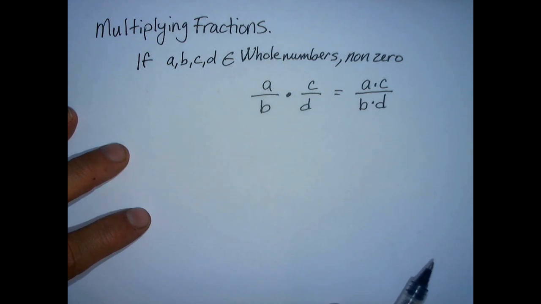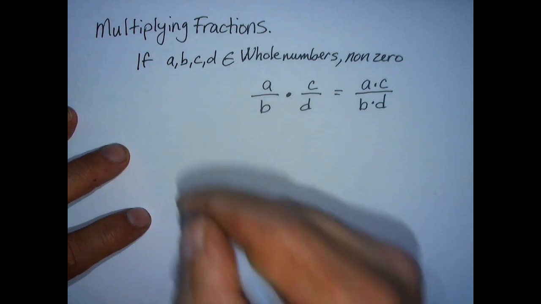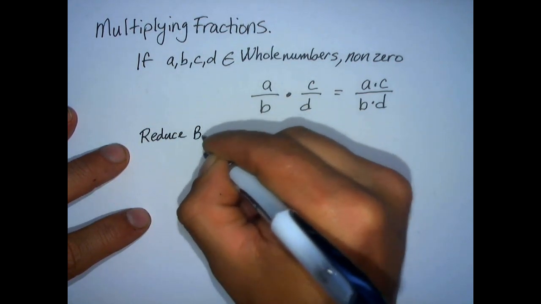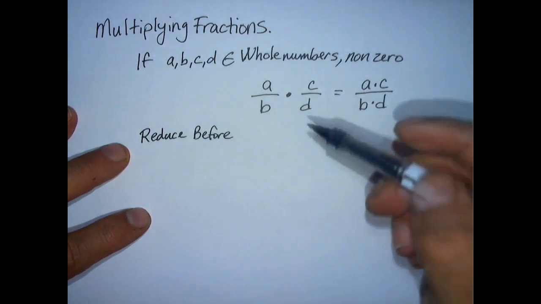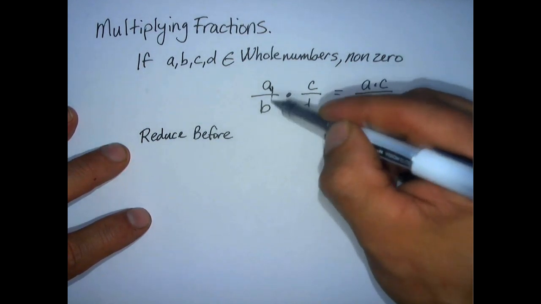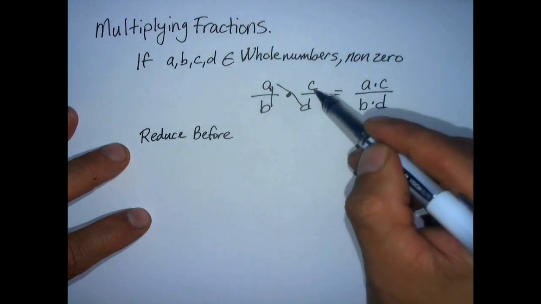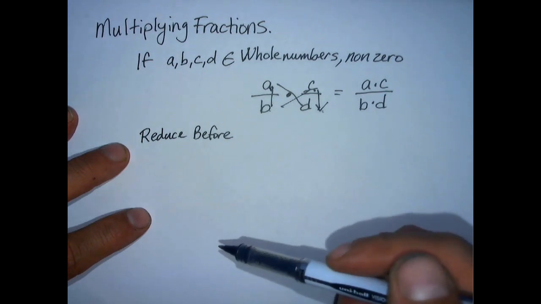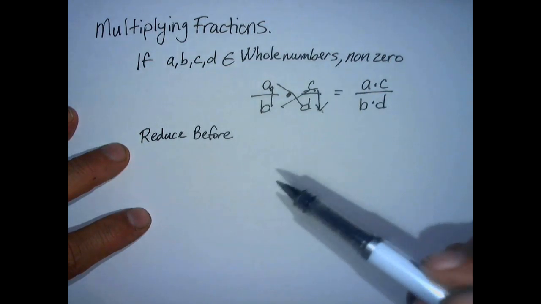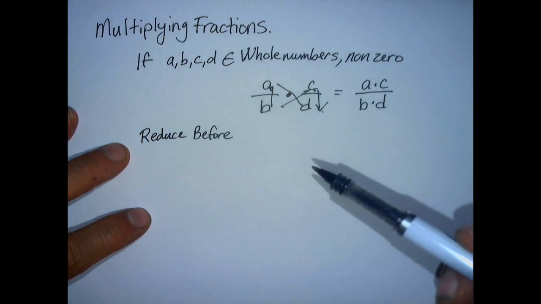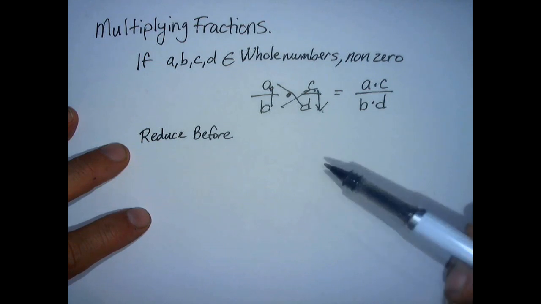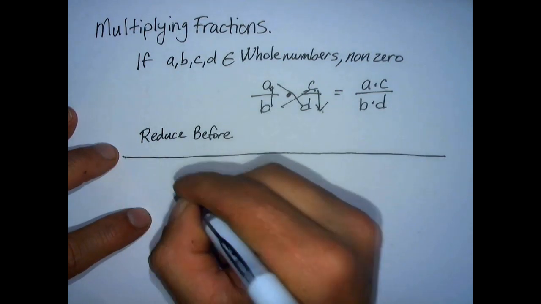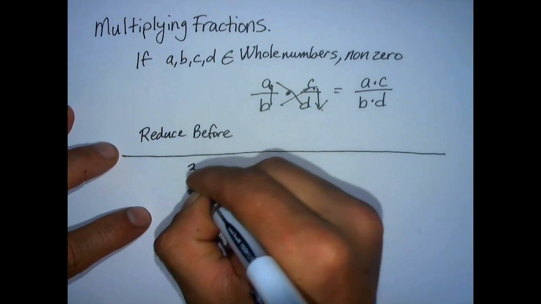Okay? Now, it's always better to reduce before you multiply. If you can reduce one of the numerators with either denominator, then the answer is going to be a whole lot easier to find. Okay? Because you'll be dealing with smaller numbers. Let's do an example of one that is not small first, just so we can see how to do this.